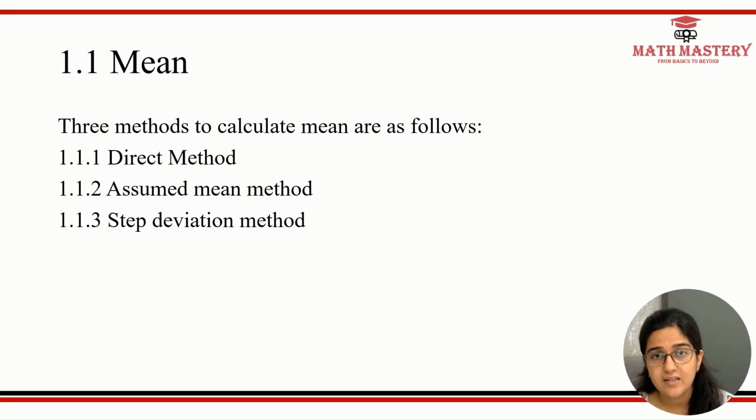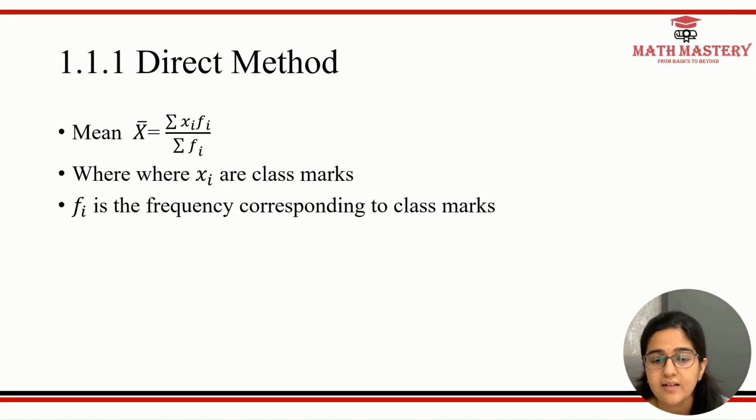What is different is that the assumed mean method is a bit simpler than the direct method to calculate. Similarly, the step deviation method is simpler than the assumed mean method to calculate. So all these three methods are different ways of calculating the same mean. However, the step deviation method is the simplest out of the three. So let's first understand the direct method.